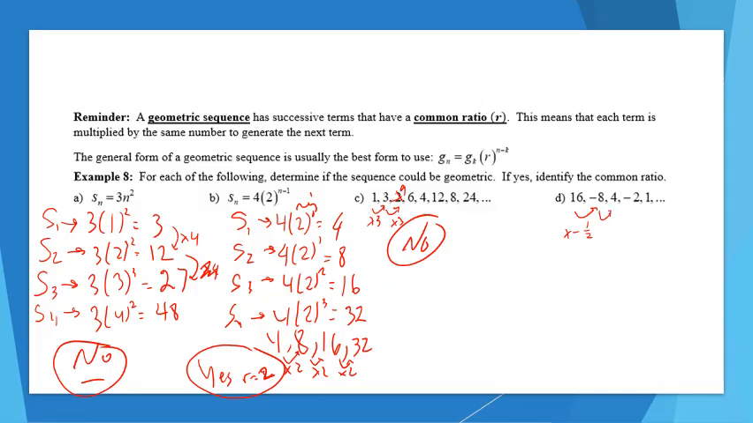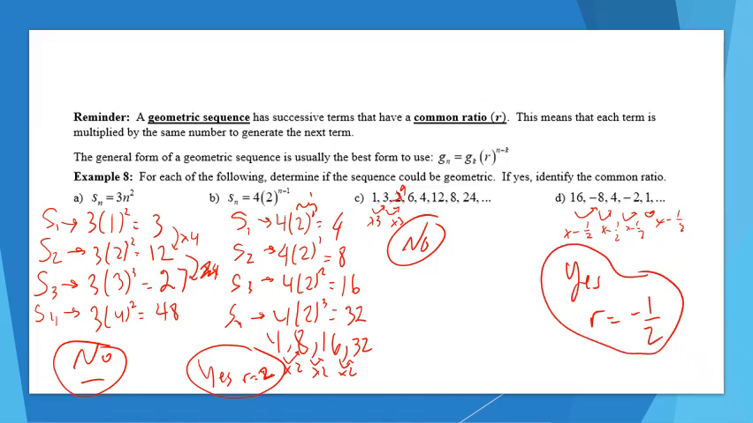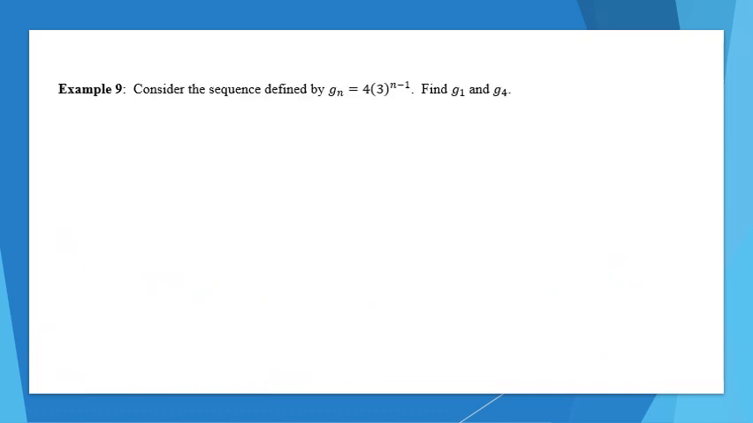Negative 8 times negative 1/2 is positive 4. Positive 4 times negative 1/2 is negative 2. Negative 2 times negative 1/2 is 1. So this is true. And then your r here would be negative 1/2. So negative common ratios are totally fair game, where they kind of oscillate, or switch between positive and negative numbers, because that's what you get when you multiply by negative numbers.